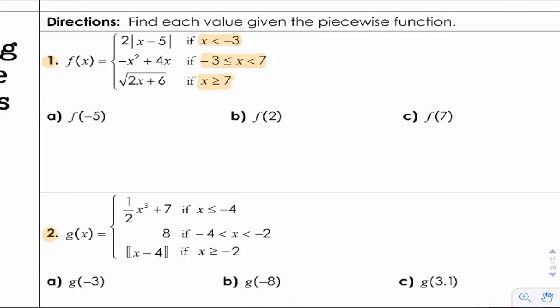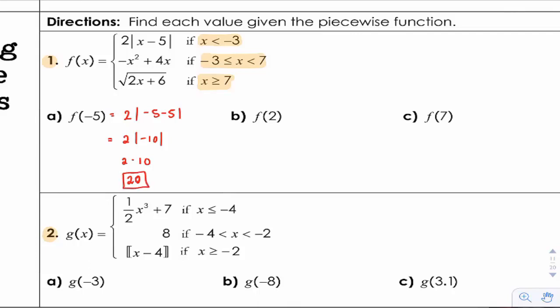So for instance, A, we have f of -5. That's going to be that first piece, the absolute value piece, because -5 is less than -3. So that's going to equal 2 times the absolute value of -5 minus 5, which is 2 times the absolute value of -10, which equals 2 times 10, or 20.